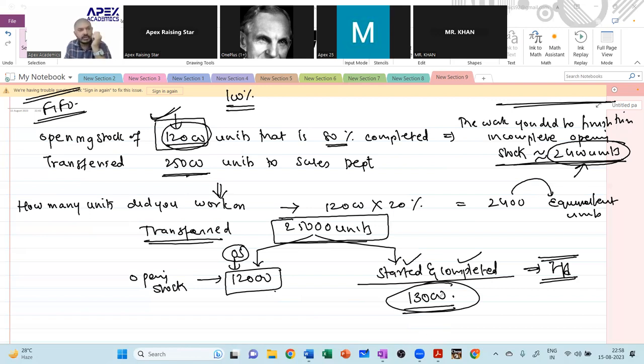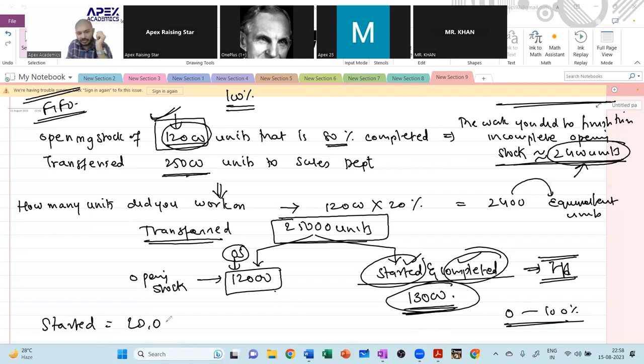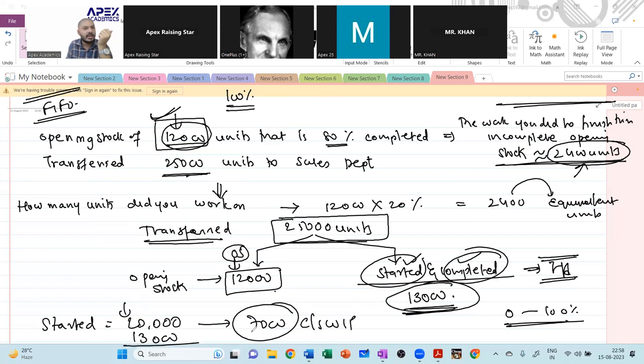So these 13,000, were they ready in the starting? No. You started them from 0% and you came up to 100% for these 13,000. That is why they are started as well as completed. Got it. But if I say that I started 20,000 units, can I say that 7,000 is my closing stock of work in progress? Why? I say that I started 20,000, but 13,000 was started and completed. So obviously, what about these 7,000? They were started and not completed.